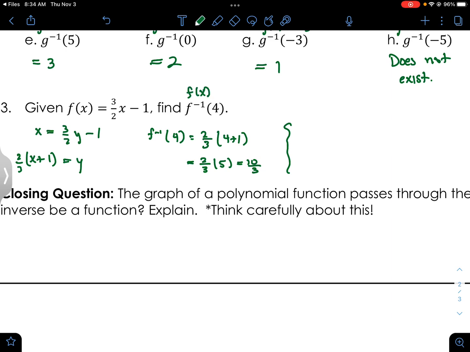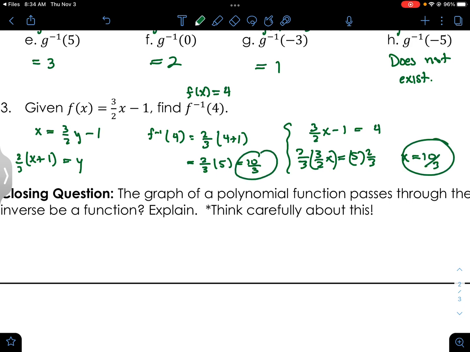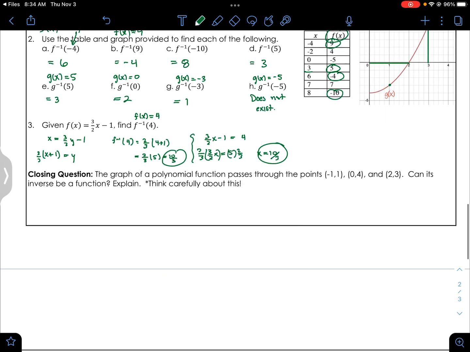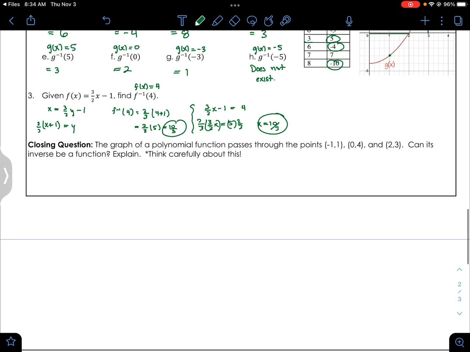Or I could also simply say that f inverse of 4 would be the same as asking, what x value made f of x equal to 4? So you could say 3 over 2 x minus 1 equals 4. Add 1, 3 over 2 x equals 5. Multiply by 2/3 on both sides. That gives you x equals 10/3. Same answer both times.